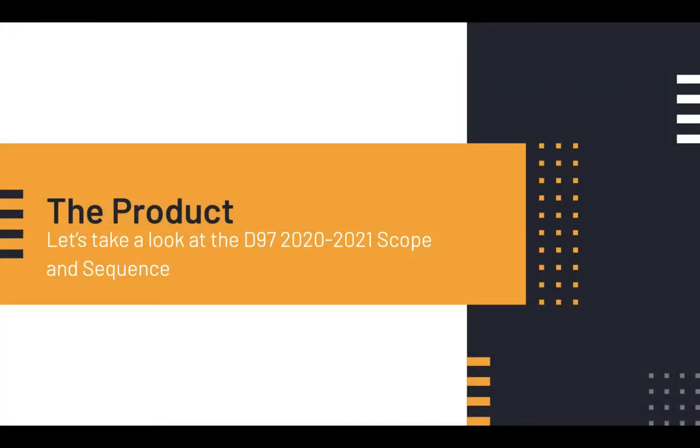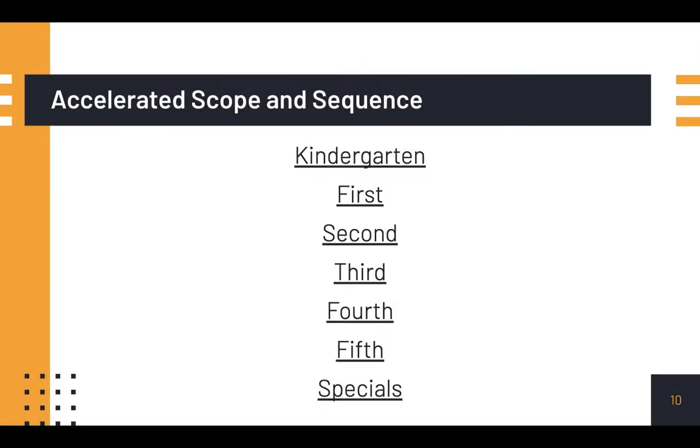So let's take a look at the D97 2021 scope and sequence for kindergarten through fifth grade. Each grade level in each special area has an accelerated scope and sequence. We're going to take a look right now at the second grade scope and sequence, just so you can see what yours might look like.